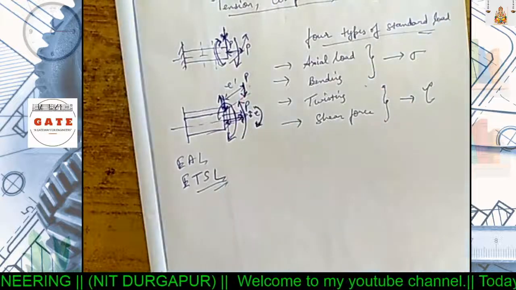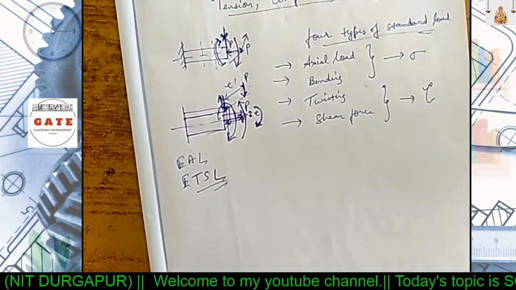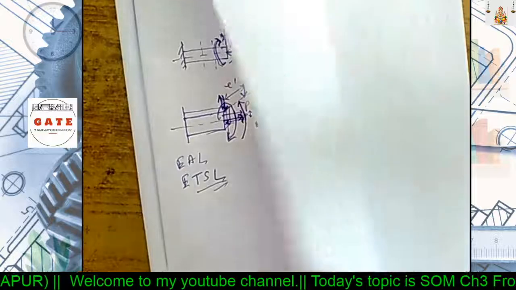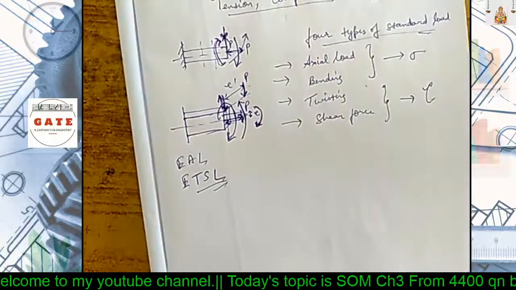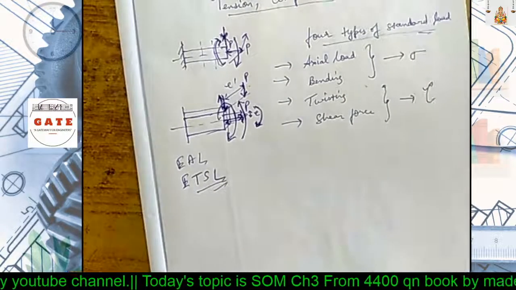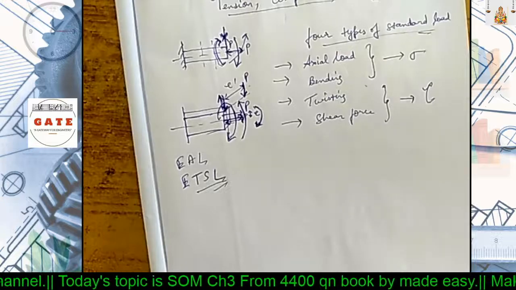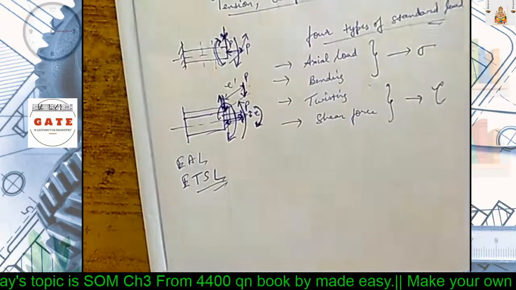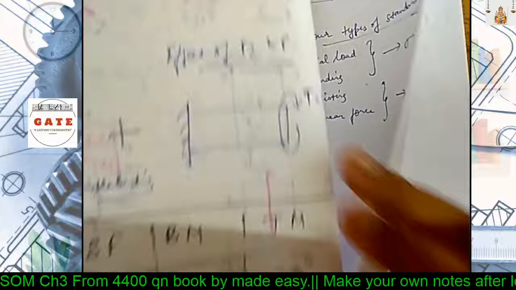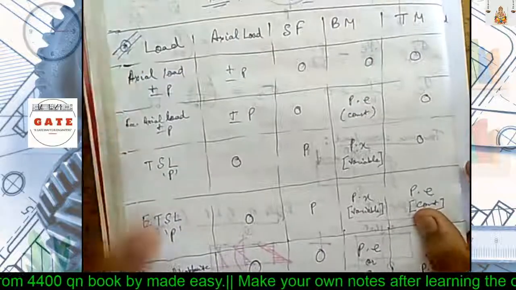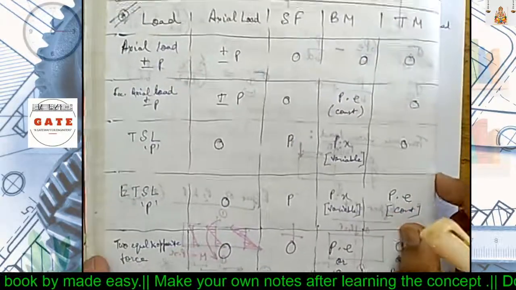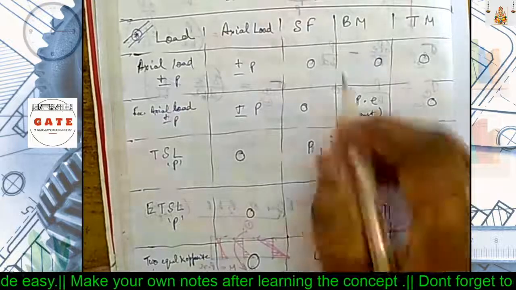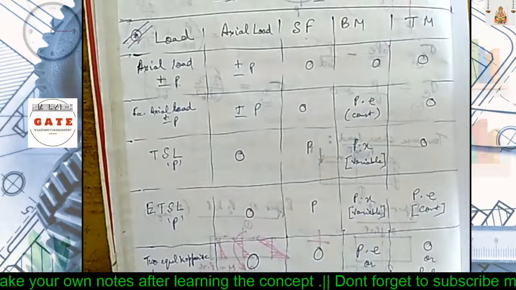Okay, so these are the categories. You have to be more confident with the type of loading system and what they will cause. So, okay, I will show you the table. See here, this is the full table of load: axial load, shear force, bending moment, twisting moment.